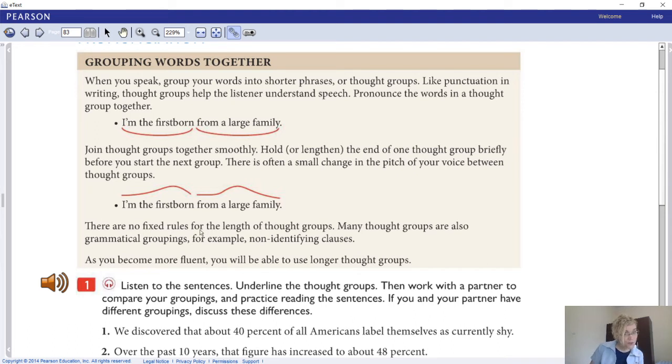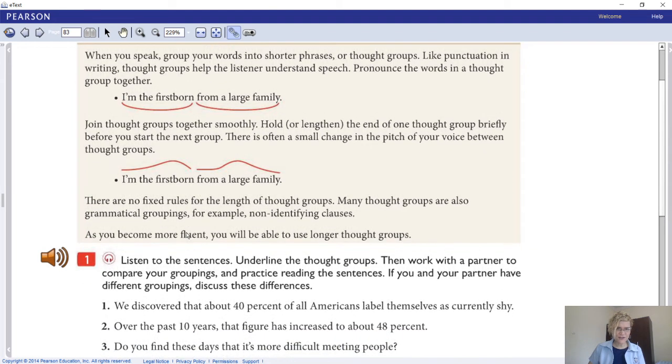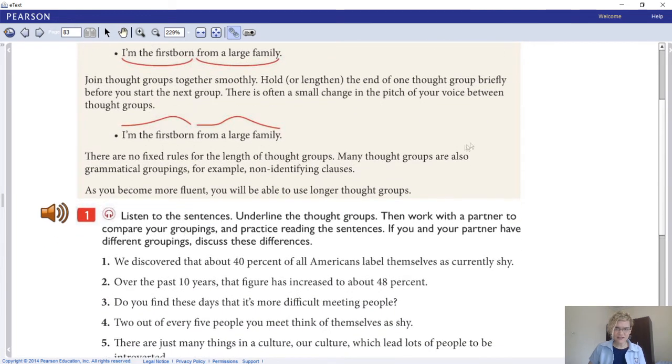For example, I'm the firstborn from a large family. You see, sometimes you have this pause in between. Or join thought groups together smoothly, hold or lengthen the end of one thought group briefly before you start the next group. So there is often a small change in the pitch of your voice between thought groups. Like, I'm the firstborn from a large family. For example, like that. There are no fixed rules for the length of thought groups. Many thought groups are also grammatical groupings, for example, non-identifying clauses. So sometimes these thought groups could also refer to a certain clause.